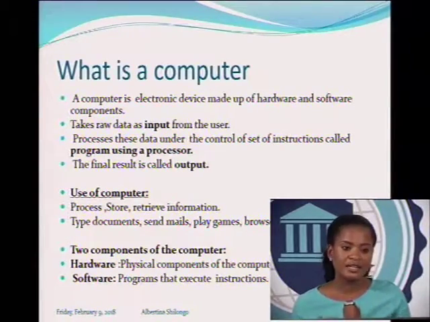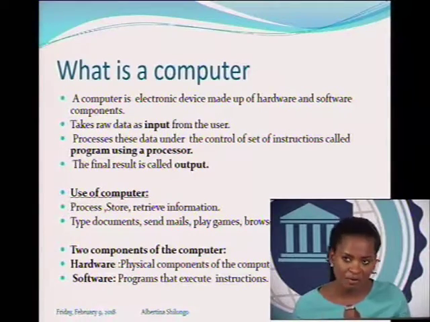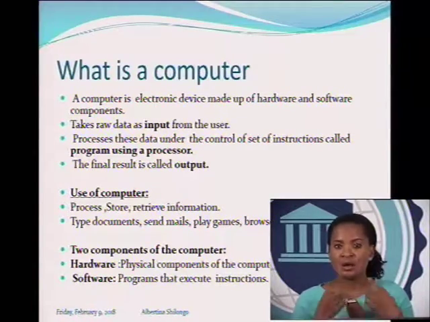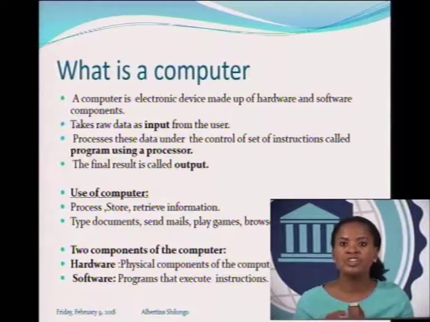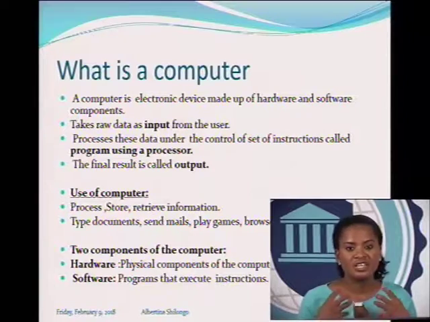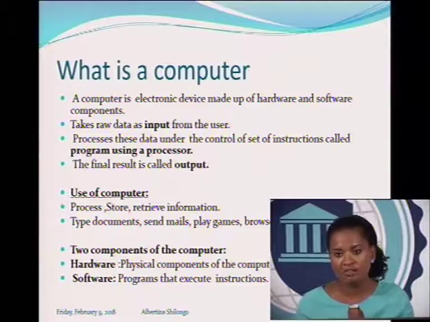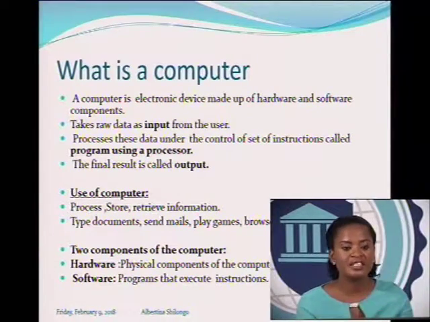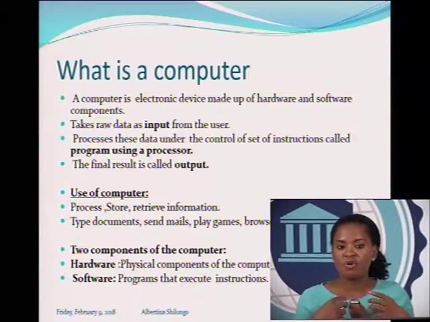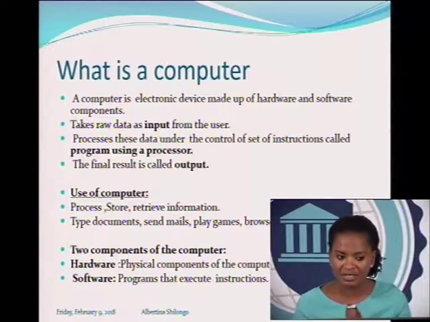So in a nutshell, a computer is an electronic device that is made up of hardware components and software components. This device allows you as a user to feed it with data as input. The computer itself has the capabilities to convert this data into something meaningful called information, and this information is visible, or you can hear it, or it's displayed through devices called output devices.